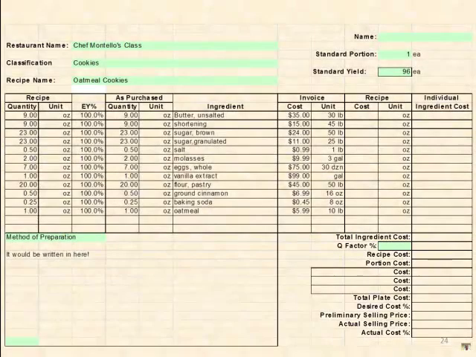Okay, so do this. If you have this sheet for your class, bring it in, and they'll review it.